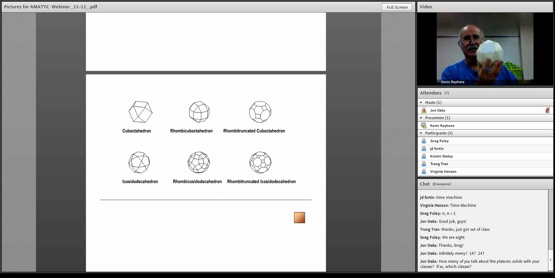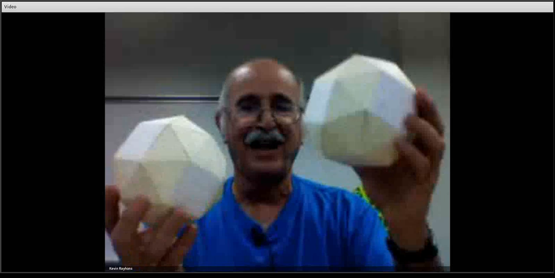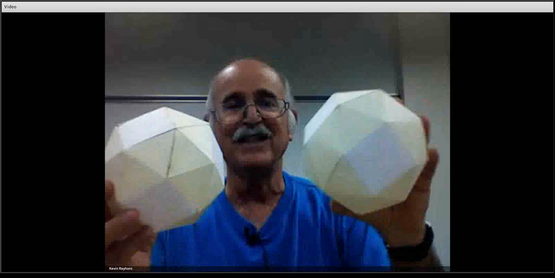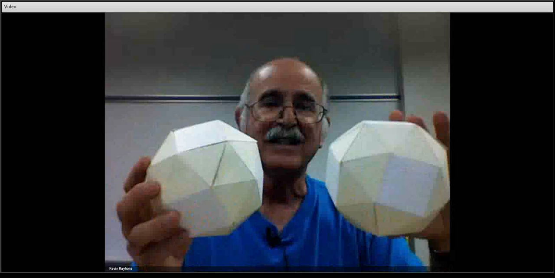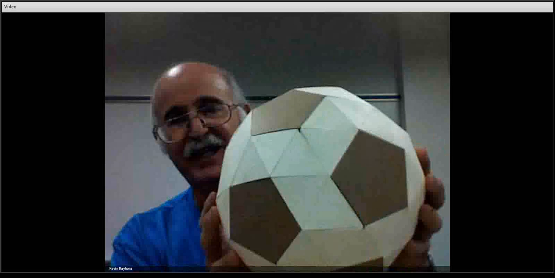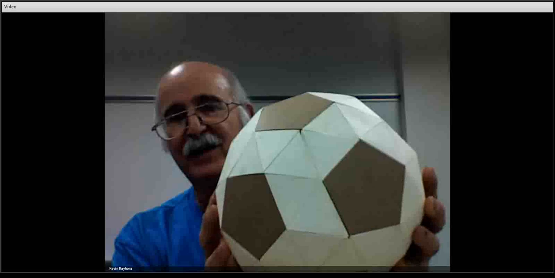And I made 2 of them. The question is going to be, why did I make 2 of them? This is called the Snub Cube. The snub has something to do with it. There's a little twist in it. But each square is surrounded by a ring of triangles. Then if we take another one, we have the snub dodecahedron. Each pentagon is surrounded by a ring of triangles.